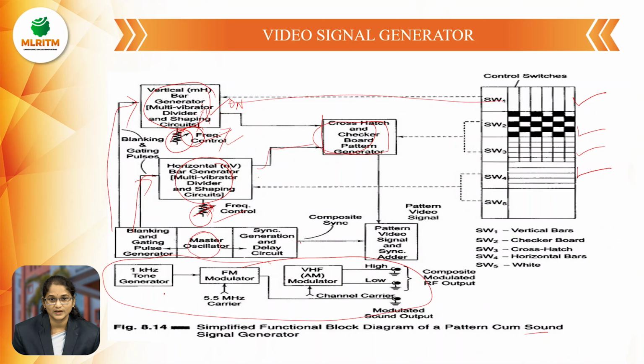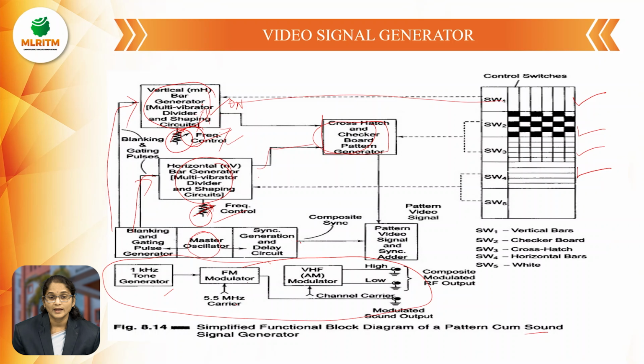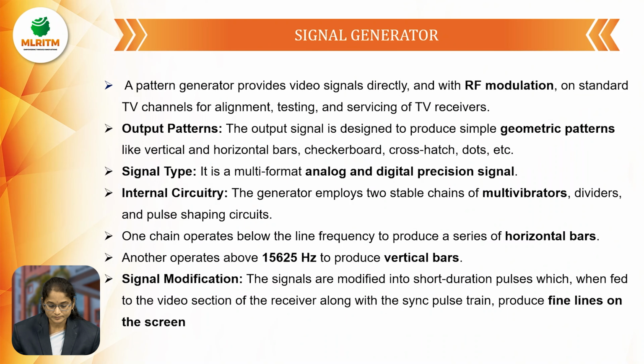Here the 1 kilohertz tone frequency tone generator is given to the FM modulator with the help of this 5.5 megahertz carrier, and it is given to the channel carrier to the VHF modulator with the high and low frequencies. Then we are going to get the modulated RF output here. With modulating the sound output we are going to generate here. Okay, this is about the video signal generator, how we are going to generate the video signal pattern with the help of the pattern generator.